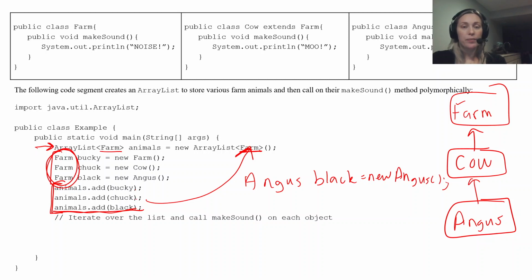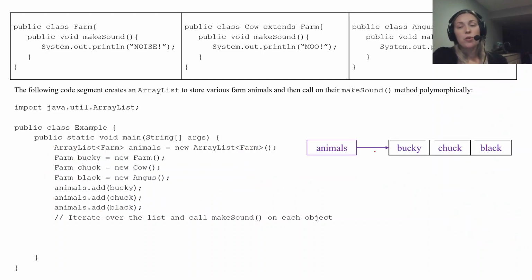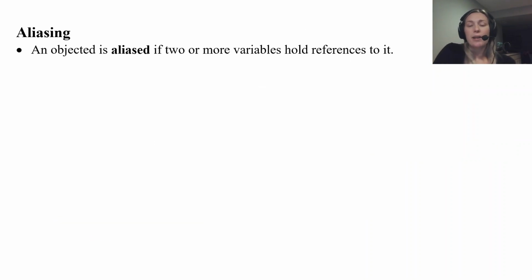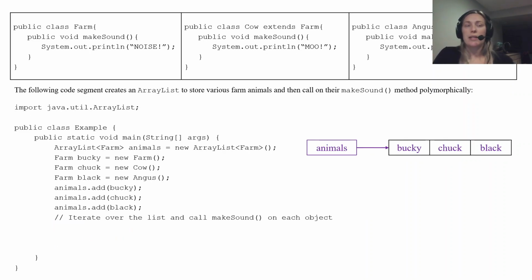Even through inheritance, it's only through upcasting that we are able to achieve this goal. So animals now has Bucky, Chuck, and Black. Now, why would I want to do this? Well, oops, I got too excited. That comes into play with the next line of code that we're going to write here.